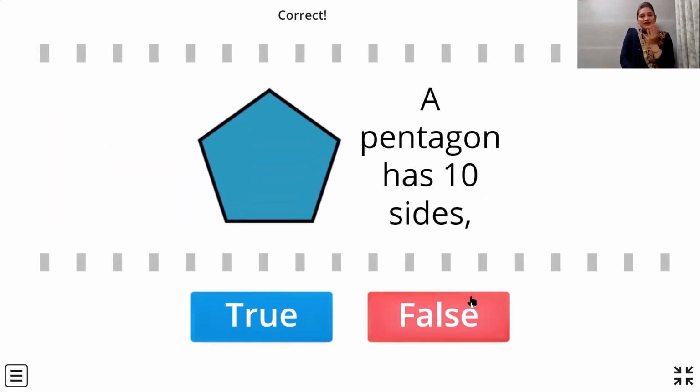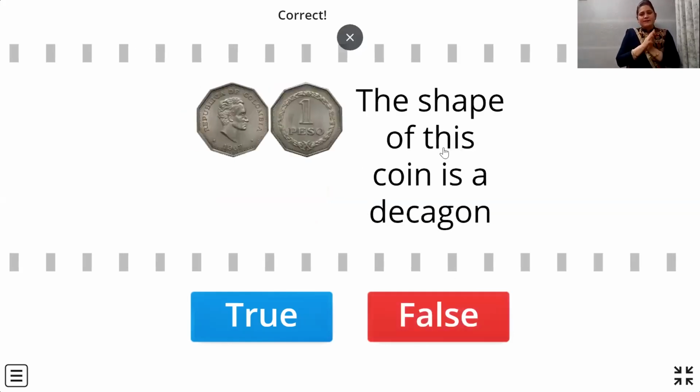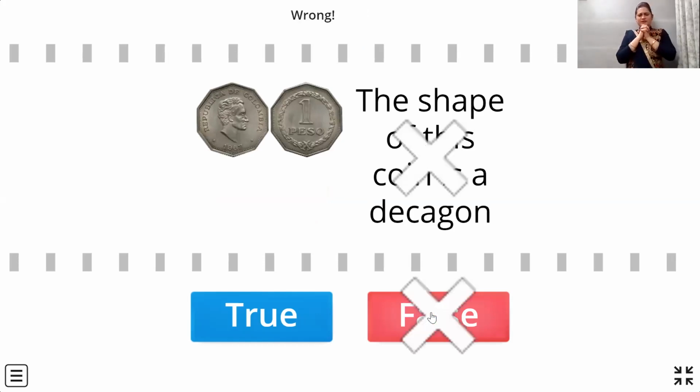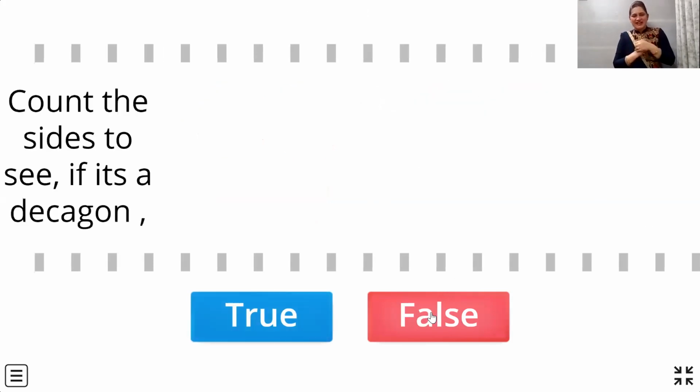And now look at the shape. Oh, it's a pentagon. And pentagon has 10 sides? No, a pentagon has 5 sides. So this is false. So we are correct. Now look at this. The shape of this coin is a decagon. I think no. No. Oh, oops, we got it wrong. That's okay, children. Next time we'll count the sides and check.